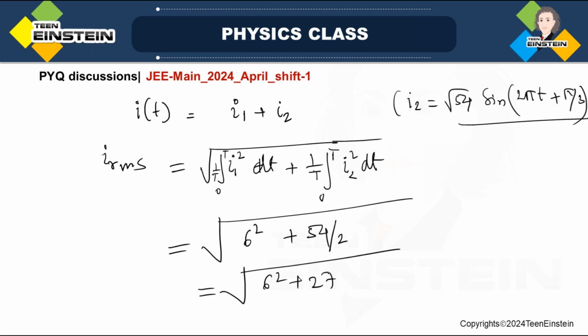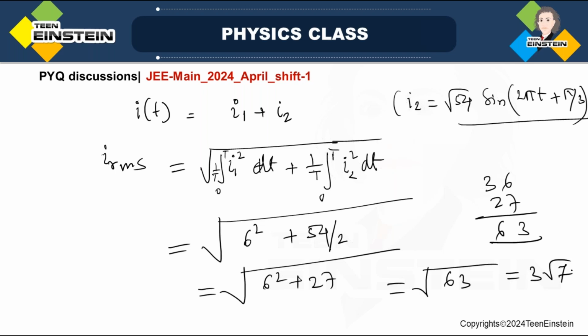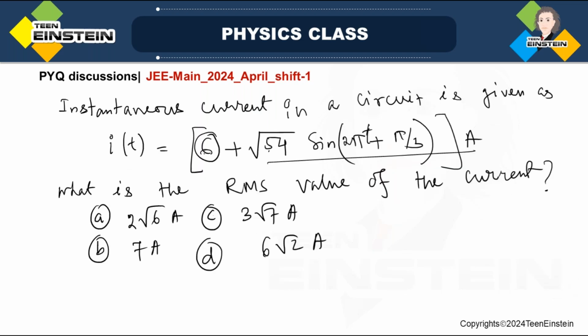This is 36 plus 27, which is 63. Square root of 63, that means this is 3 into, sorry, 3√7. So this is the RMS value, 3√7 ampere. All right, so you can see these options. Option C will be the correct answer for this question.